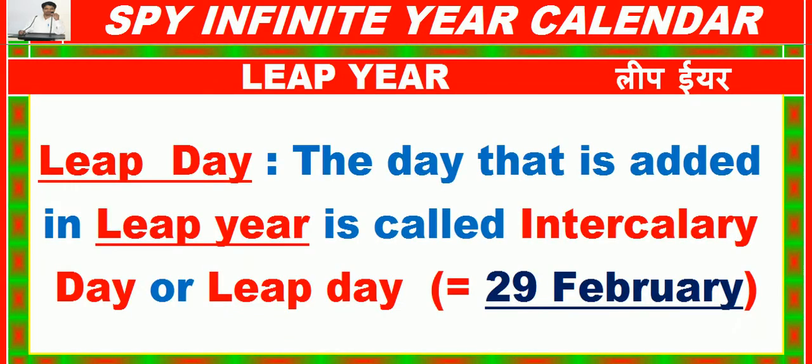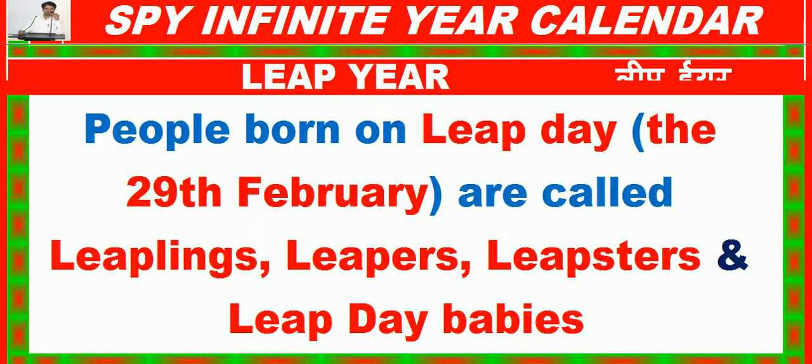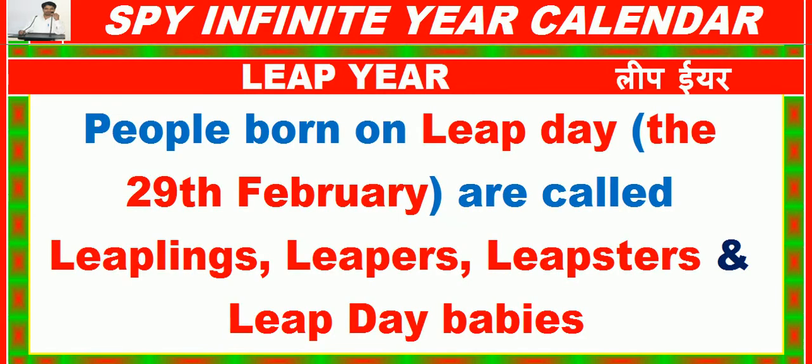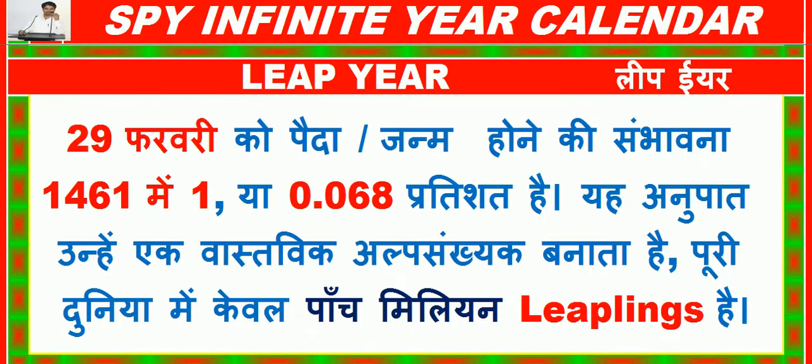Leap day, the day that is added in a leap year, is called intercalary day or leap day equals February 29th. People born on leap day, the 29th February, are called leaplings, leapers, leapsters and leap day babies. The odds of being born on February 29th are 1 in 1461, or 0.068%. That makes them a real minority, with only about 5 million leaplings in the whole world.